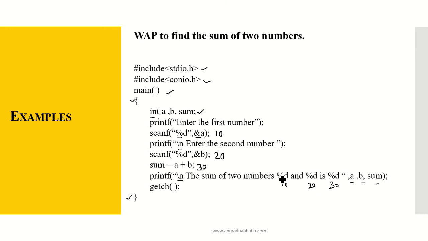Now this %d is attached to the variable in the way we write it. If we switch the values, then b will be printed first, a will be printed later, and sum will be printed last. The %d will follow how we write our variables and arguments in this part of my printf statement. getch, so it will wait till I enter a character and then the program will terminate.